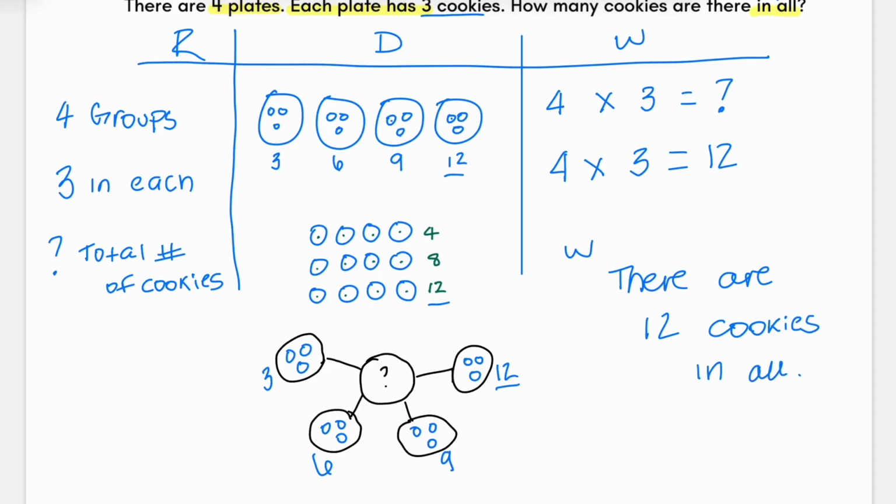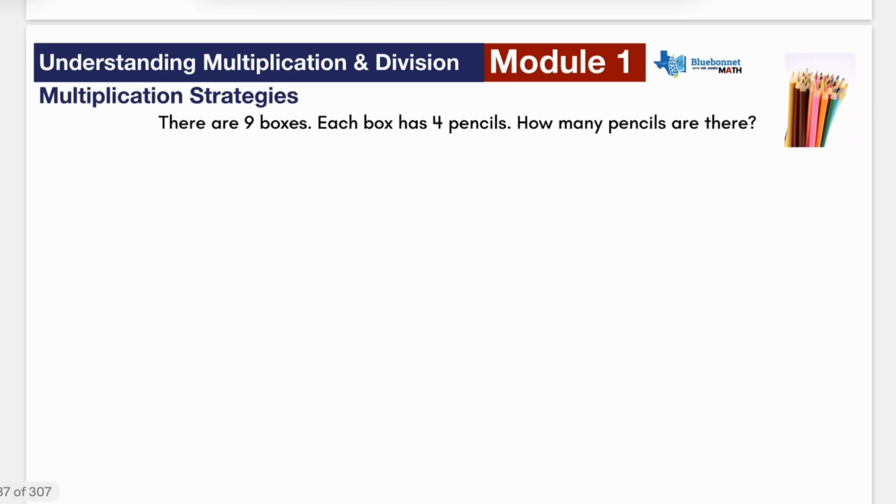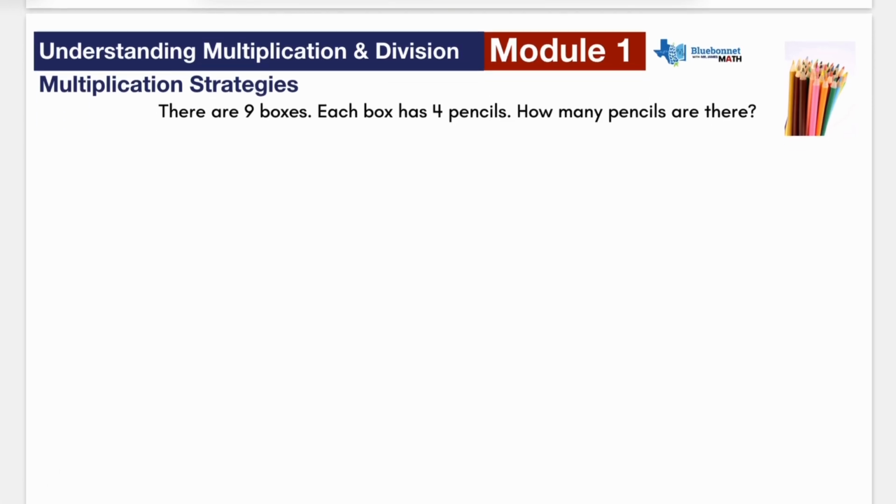Okay? And this is how we use the RDW strategy to solve our problem. I use 3 different drawings. You can use partially 1. Okay? Let's try another question. This one may be a little different, and we're going to use another strategy to solve.